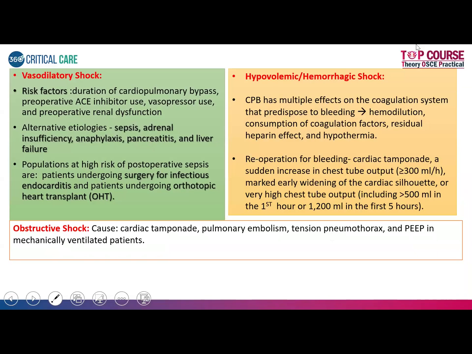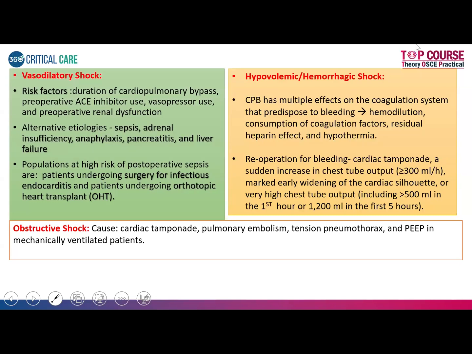Vasodilatory shock: the risk factors include the duration of the cardiopulmonary bypass, and whether any ACE inhibitor has been used preoperatively, so probably it might cause further hypotension in the patient. Vasopressor use is another. Alternative etiologies include if the patient already is in sepsis, has adrenal insufficiency, or other comorbidities like liver failure or pancreatitis. The population at very high risk of postoperative sepsis are those undergoing surgery for infective endocarditis, or those undergoing an orthotopic heart transplant.